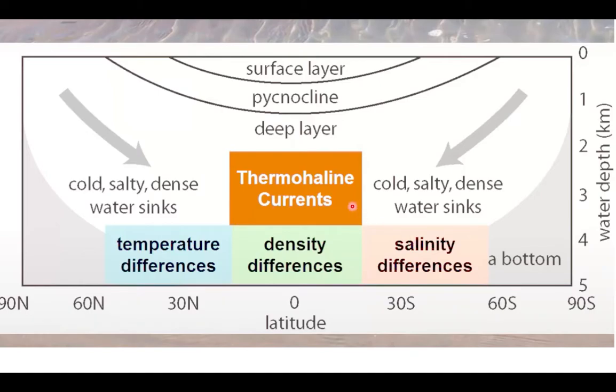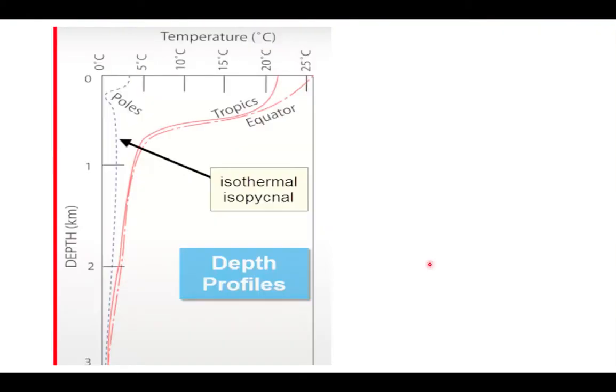So thermohaline currents are basically density driven currents, and density is a function of temperature difference and salinity. Here we can see that at the poles there is no pycnocline at all. So these are isothermal as well as isopycnal, but they are not isohaline. Why are they not isohaline? Because seasonally ice forms, and during formation of ice salt gets added. At that point it is no longer isohaline, but in summers we can say it is isohaline.